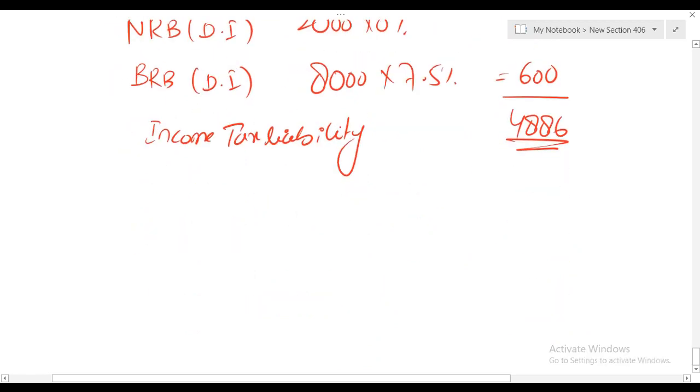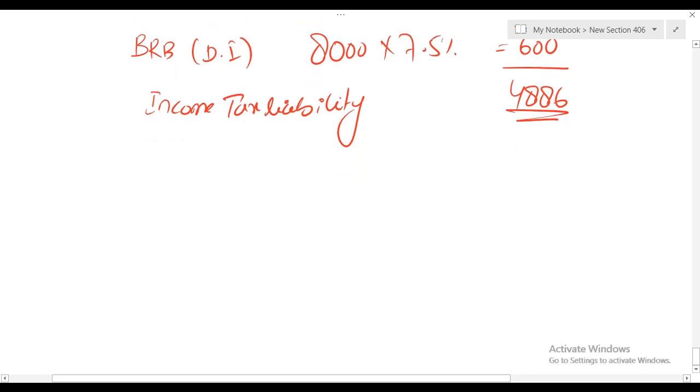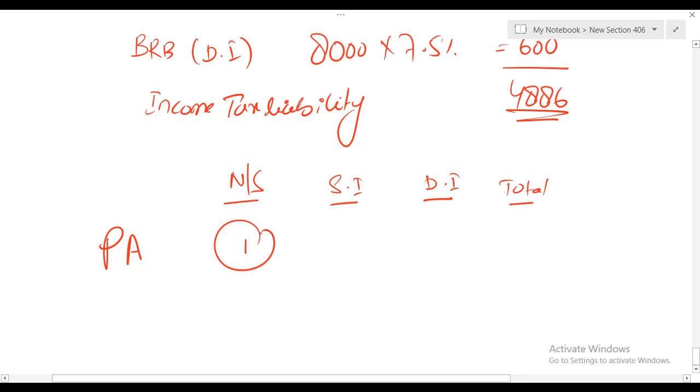Now let's talk about a new concept. What is that new concept? Now listen carefully. The normal sequence of allocating personal allowance: let's say I have non-saving income, saving income, and then dividend income, and we have a total. First you allocate personal allowance against non-saving income. If you still have personal allowance, then you go for saving income, and finally dividend income.